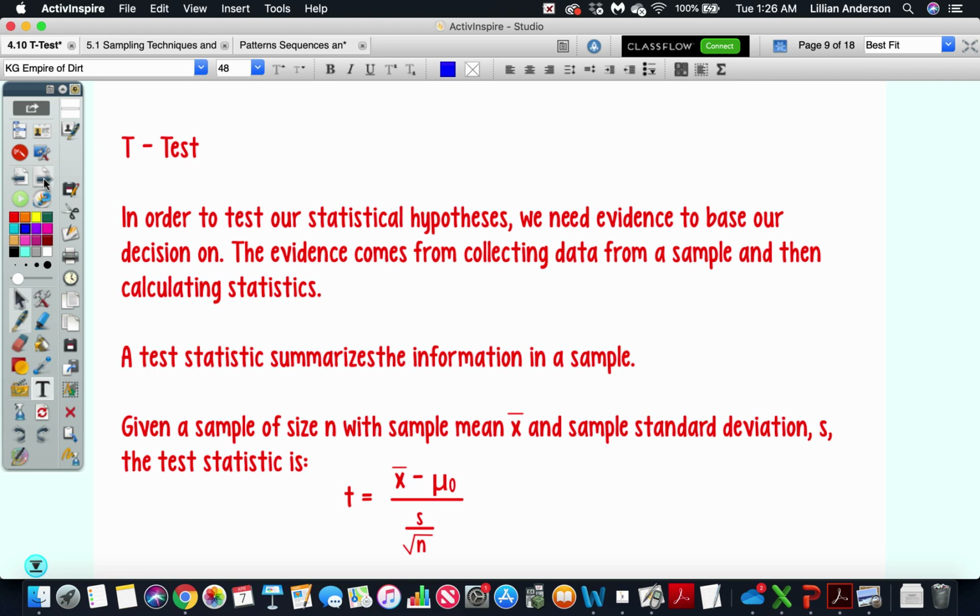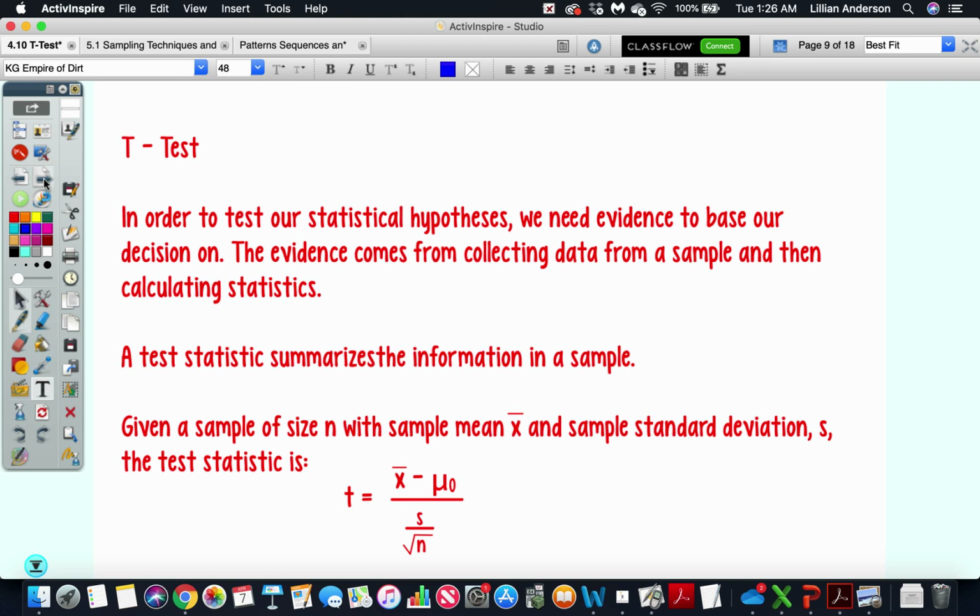Algebraically, what you see at the bottom of this page is the formula to find the test statistic. Given the sample size n with the sample mean x bar and a sample standard deviation s, this is what you would use to find the test statistic. n represents, of course, the sample size, and everything else is explained there for you. Mu sub 0 is the value that you put in your hypotheses from the beginning.